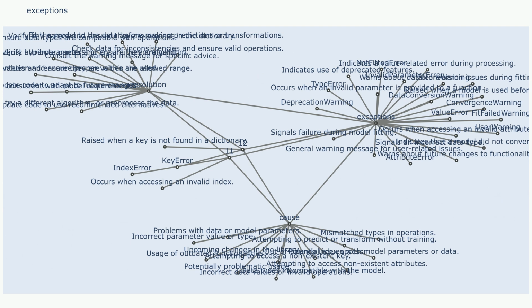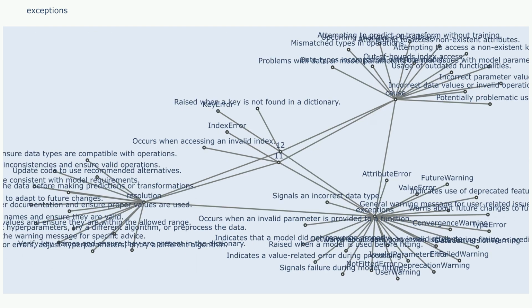TypeError. Description: indicates an operation on an object of the wrong data type. Causes: attempting to perform an operation on an object that is not designed for it, e.g., calling fit on an object that is not a model. Providing incorrect data types as arguments, e.g., passing a list instead of an array.